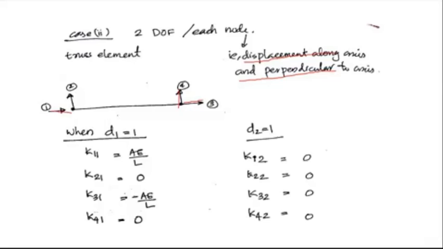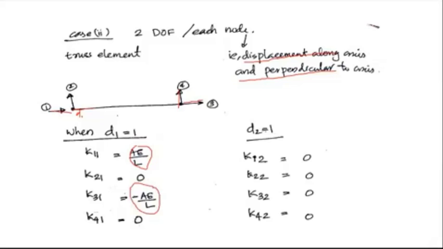If I am considering a truss element like this, you have to apply displacement D1 is equal to 1, then D2 is equal to 1, find the forces in all the directions, then D3 is equal to 1, find the forces in all directions, and like that. Whenever you write D1 is equal to 1, that means along the axis I am applying D1 is equal to 1. What are the forces? There will be AE by L in direction 1 and minus AE by L in direction 3. And there will be no force in directions 2 and 4.